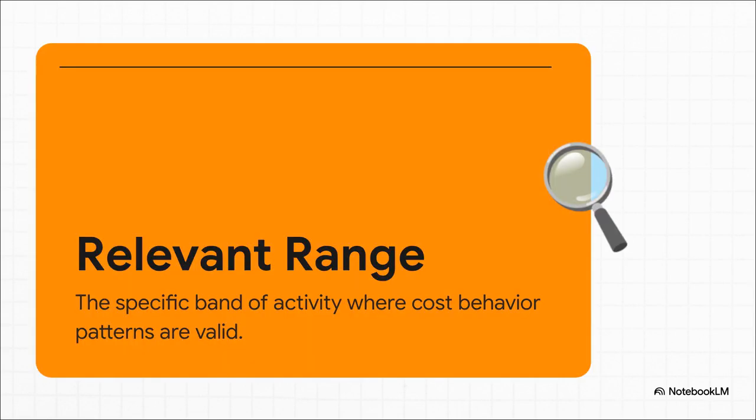But here's the catch. All of those strict assumptions are only considered true within what we call the relevant range. Think of this as the specific band of activity where cost behavior patterns actually hold up. Outside this relevant range, well, variable cost per unit might drop because the factory got more efficient, or fixed costs might suddenly jump because the company had to rent a whole second warehouse. Basically, outside this range, the basic CVP model completely breaks down.